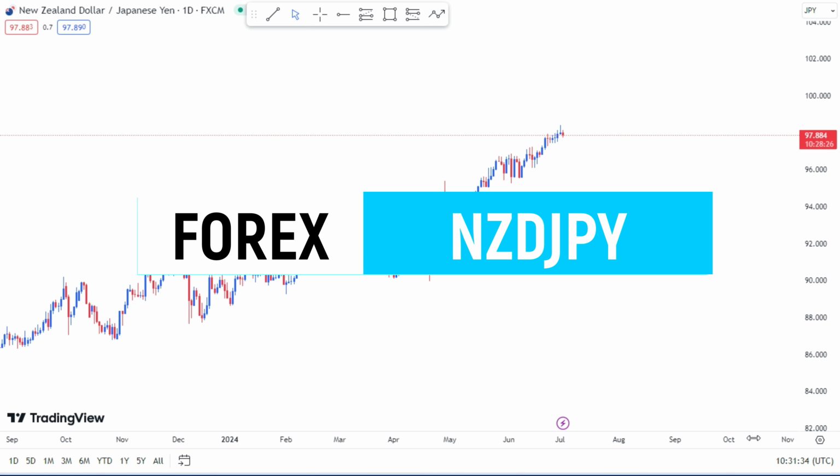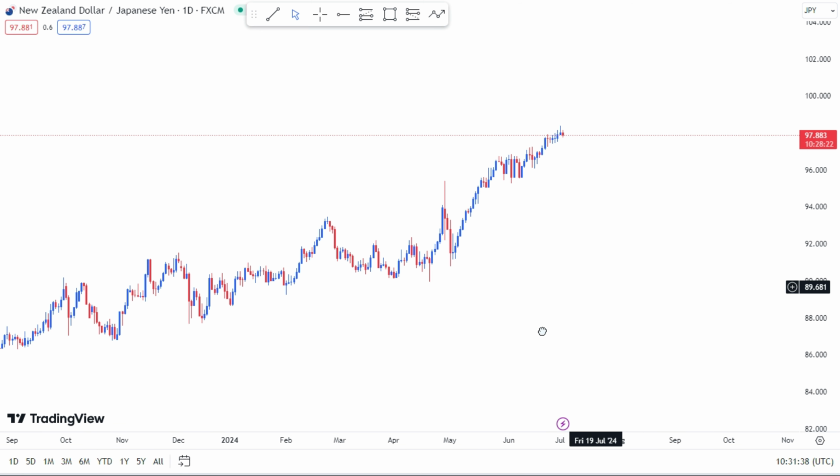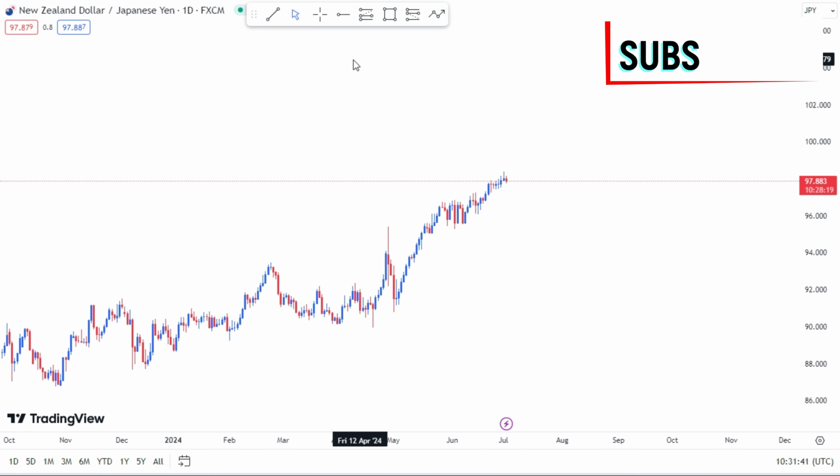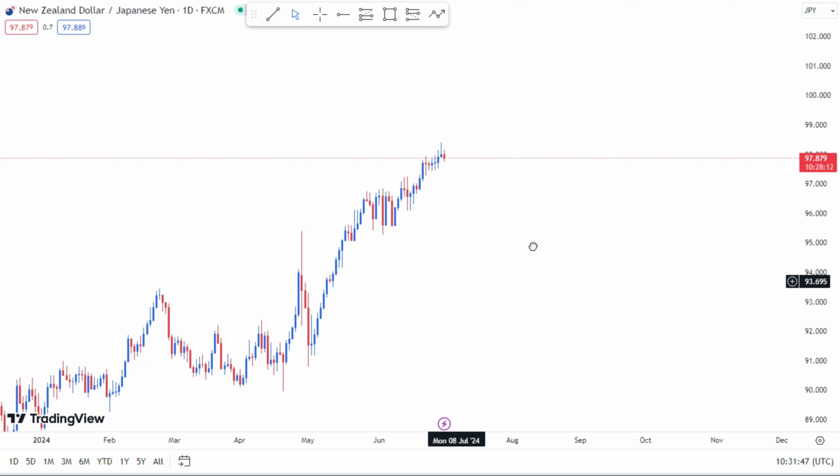Nzdjpy. So without wasting any time, let's get into it. Firstly, I'm on my daily time frame and I'm going to zoom in a little bit to see what's going on.